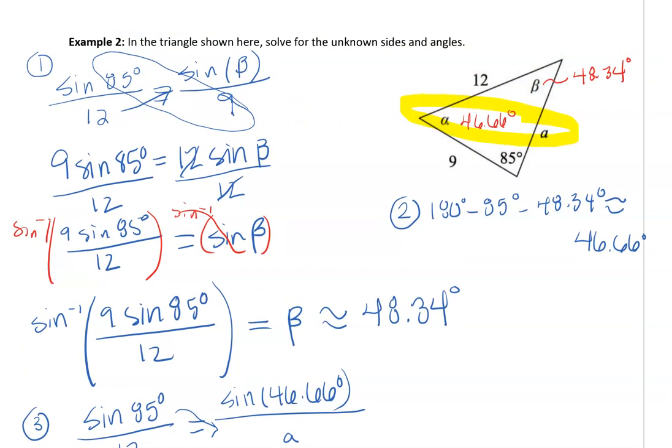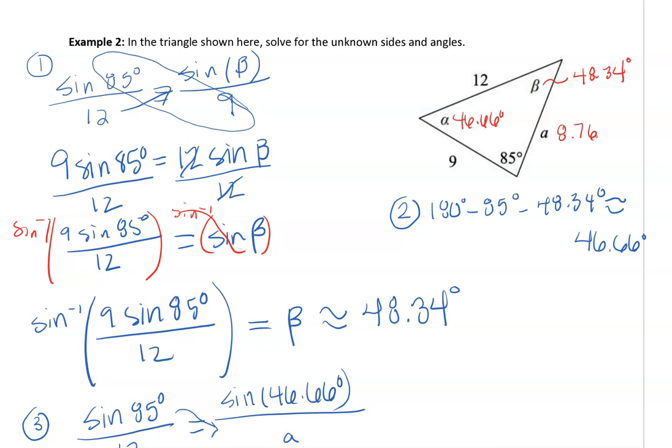And so up here in our given triangle, we have 46.66 degrees here, and we have our side A to be 8.76. Now when you finish with a problem, because we're setting up these proportions, check and see if your answer makes sense for the problem.